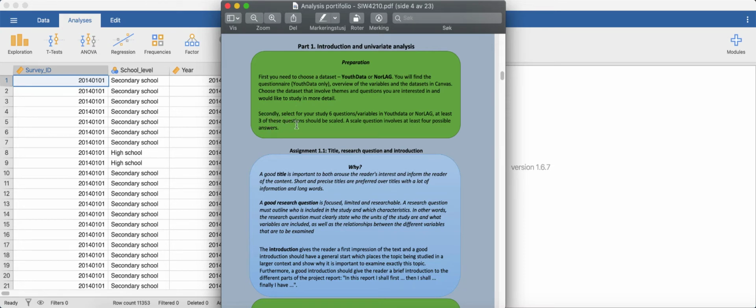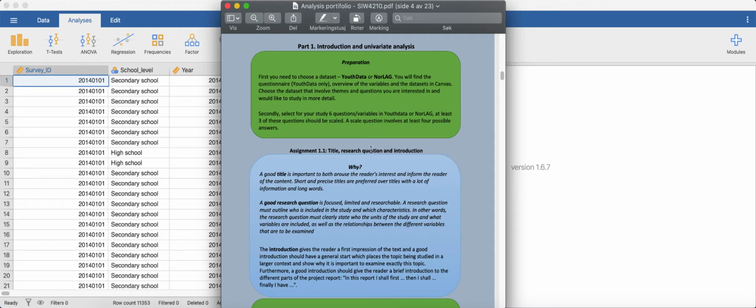Secondly, select for your study 6 question variables in youth data or NOLAG. At least 3 of these questions should be scaled. A scale question involves at least 4 possible answers, that is from more to less, or less to more, like 4 different possible answers. I'll show you what a scaled variable looks like in my example.